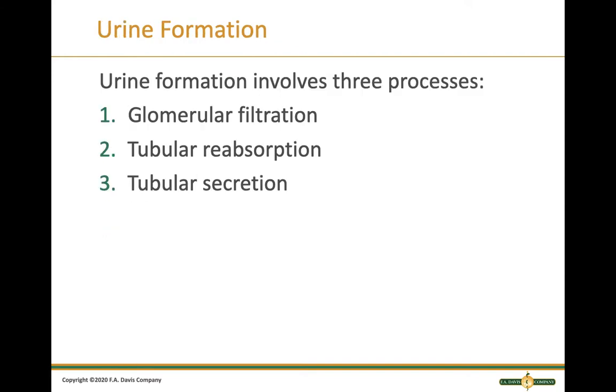Next, we need to know the 3 steps in the process of urine formation. So the first step is glomerular filtration, which happens at the glomerulus. Next step is tubular reabsorption, and then the third step is tubular secretion. So we're going to talk about each of those.